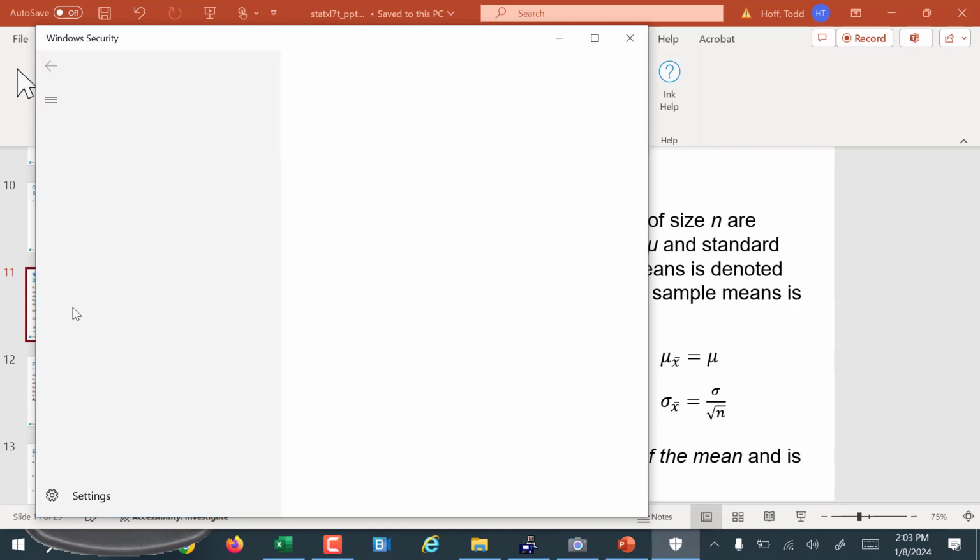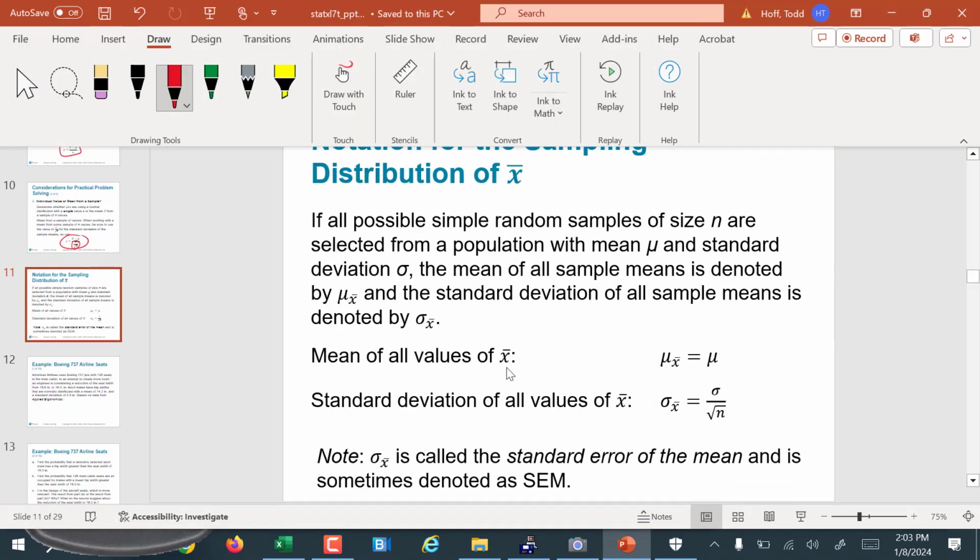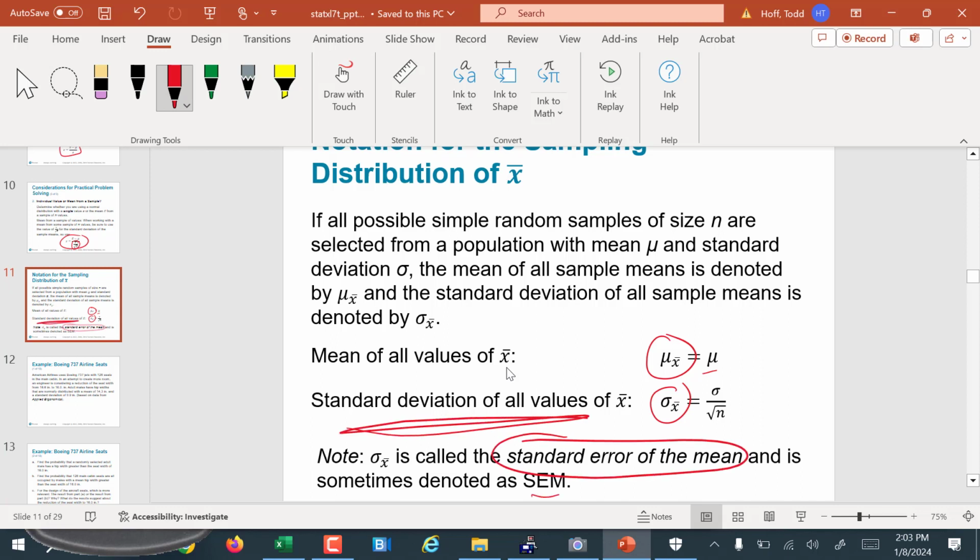So, further notation here. We've already seen that the mean of the sample means, mu of x bar, is equal to the population mean. The standard deviation, sigma of x bar, is the population standard deviation, sigma, divided by the square root of n. This is often referred to as the standard error of the means, or SEM. I'll refer to it as the standard error quite a bit because that's what I'm used to.